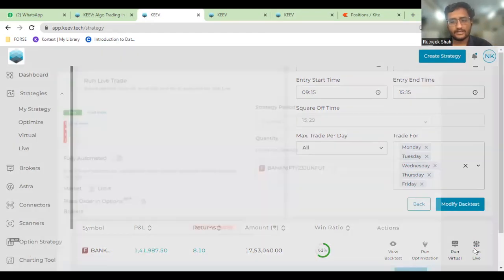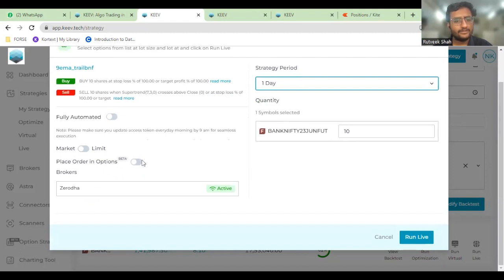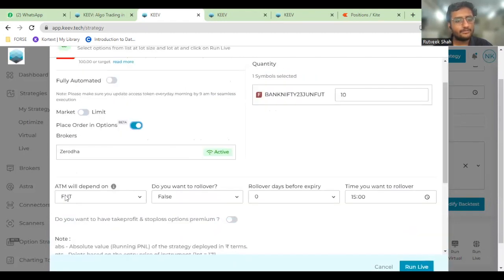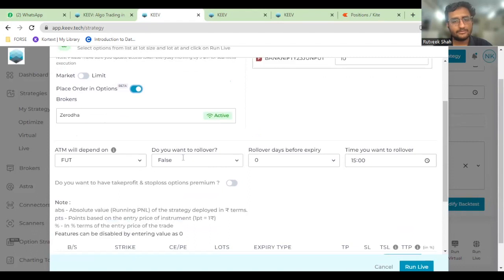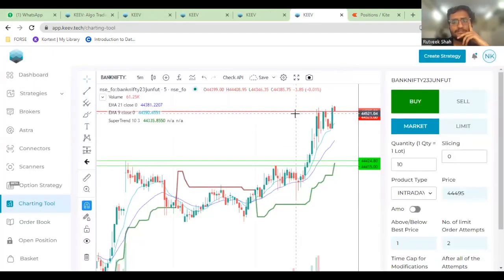Let's click on run live because we want to use the strategy to exit our position. We'll take this interval for 1 day and we'll be using options here. We want the price to be based on the future. We want it to be a market order only. So that is proper. I don't want any rollover because today is the expiry. I'm trading for today's position. So here is the put side. As we are seeing from the chart here, Bank Nifty is currently moving on the upside. But at the same time, there is a small possibility that it can see a resistance here.